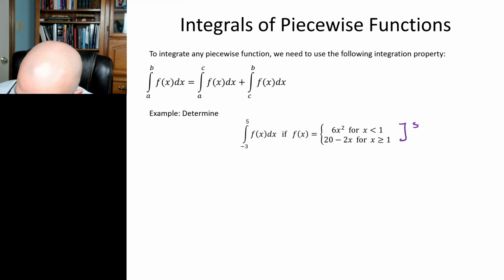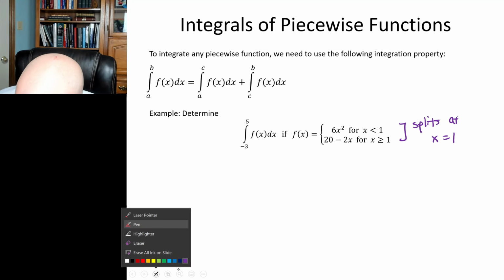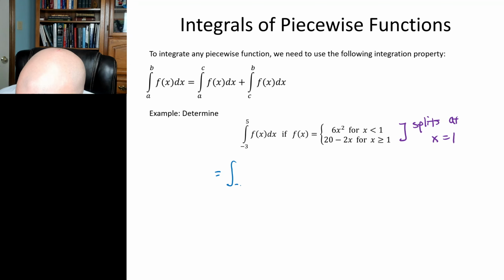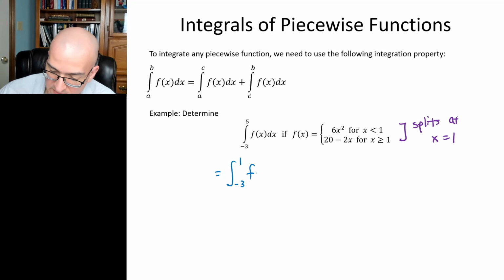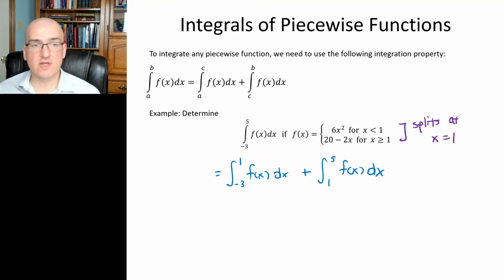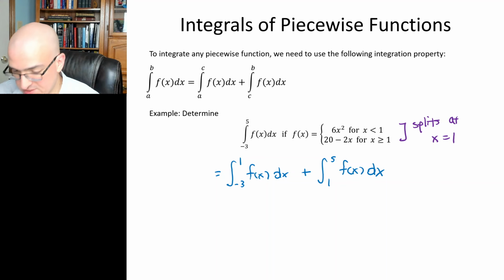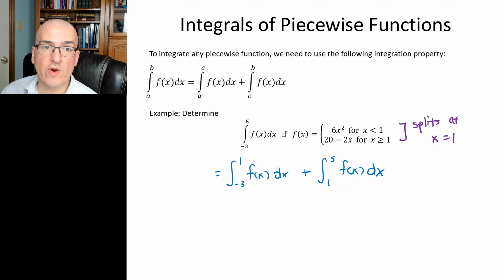So it splits at x equals 1. That means this integral is going to be the integral from -3 to 1 of f of x dx plus the integral from 1 to 5 of f of x dx. So it wasn't chosen randomly. We're not choosing just anywhere to split it. We're choosing where the piecewise function switches from one part to the other part.